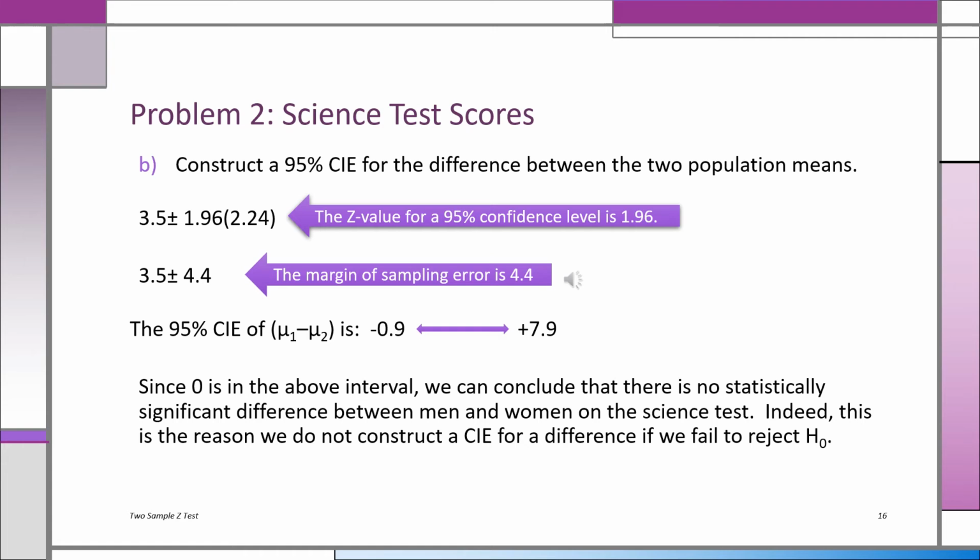But again, let me repeat. If you have no evidence to reject H0, if you've, in quotes, accepted it and you can't reject, you don't have to do this. You don't do a confidence interval because you know 0's got to be in the interval.